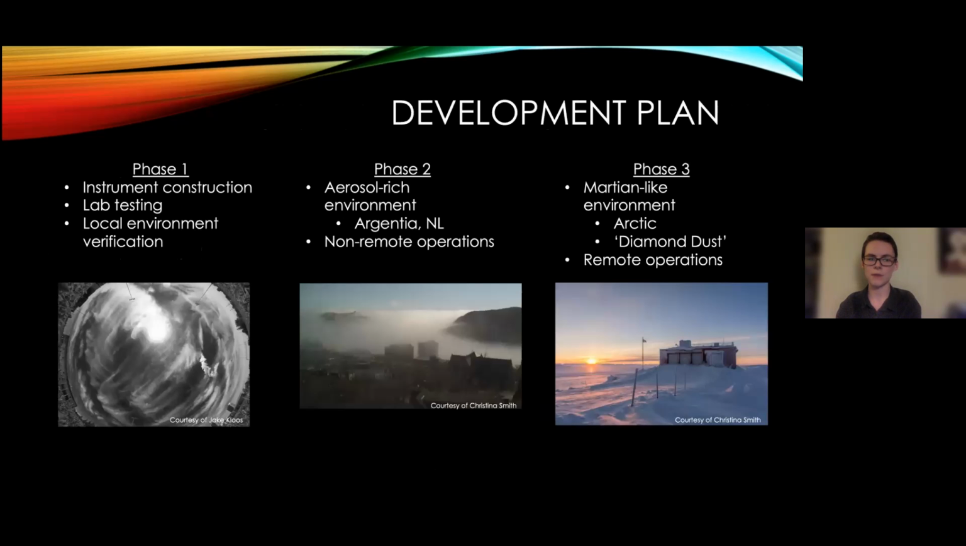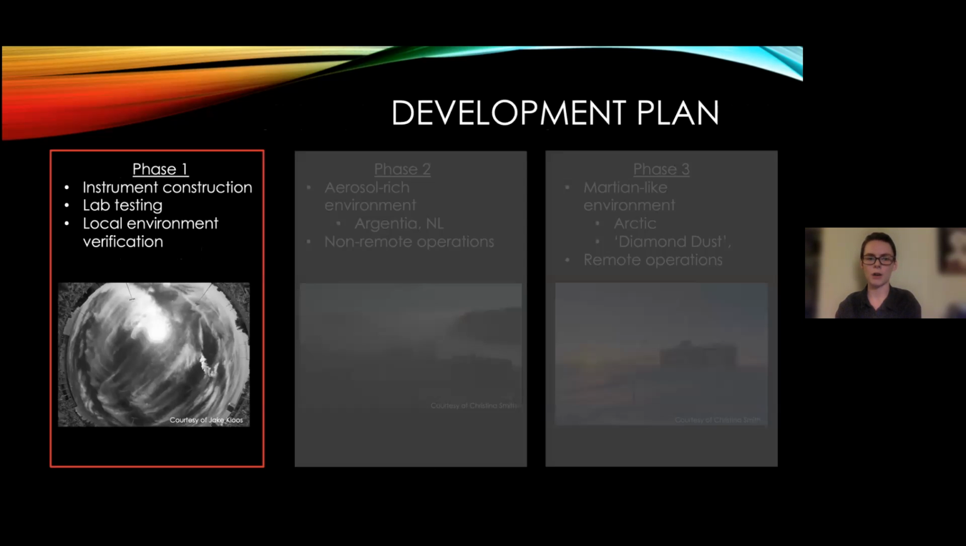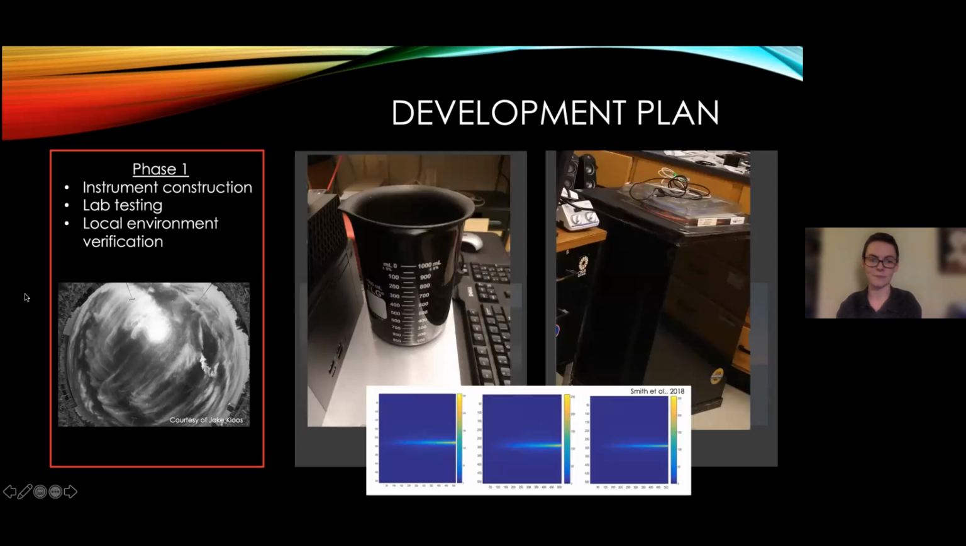So we have a 3-phase plan for Maple. We are actually currently in phase 1, about to move into phase 2. Right now, we're doing instrument construction, lab testing, and local verification with the environment. And as you can see in this image here, that is kind of how a panoramic image would look with the Maple camera. And you can see the nice clouds here. Luckily on Earth, we have a lot thicker clouds, so it's a lot easier to see them in these images.